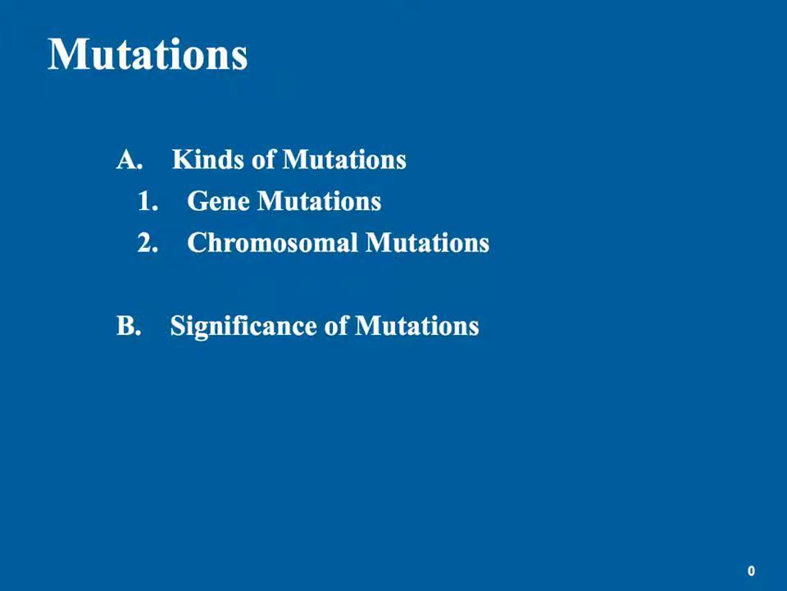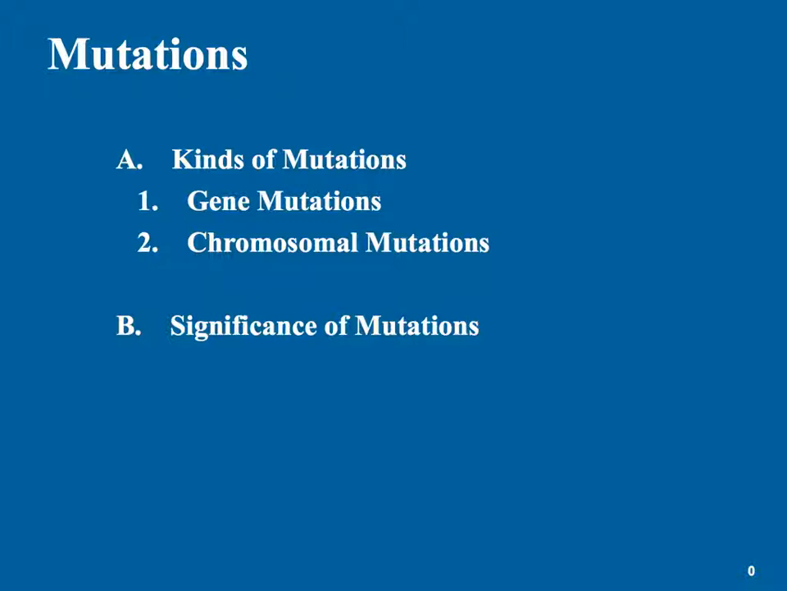It can be exposure to ultraviolet light, radiation, all kinds of things. So anything that causes a mutation, we call a mutagen. And there are two big categories of mutations. One is a gene mutation, and that is a mutation that only affects a specific gene. And there are two types of gene mutations, which we're going to talk about in a second. And then a chromosomal mutation is a mutation that affects the chromosome.